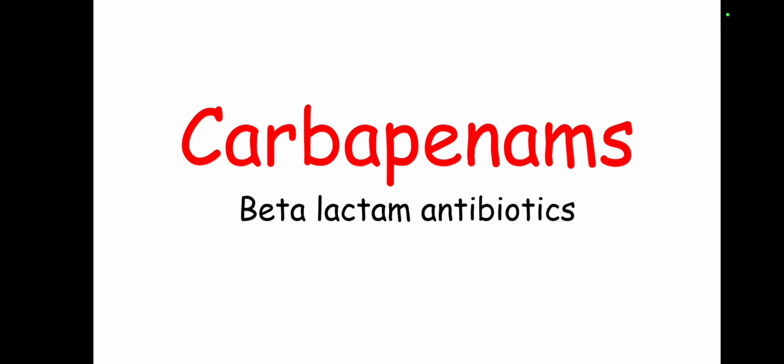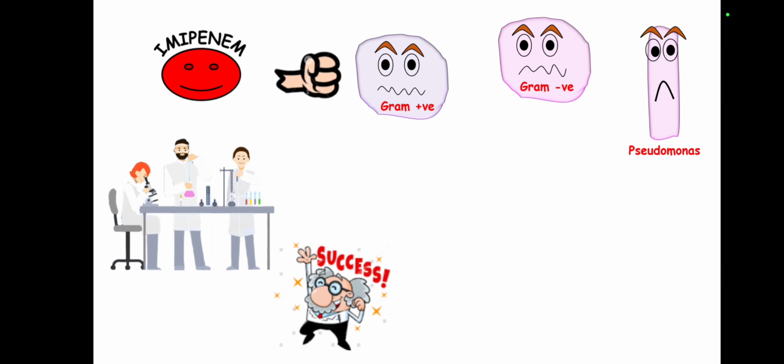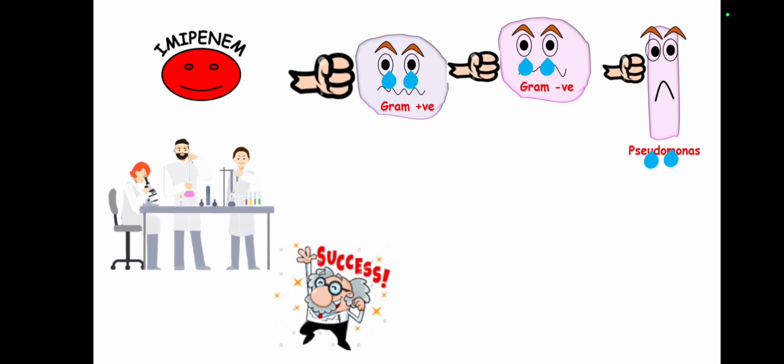Alright, so starting with carbapenems, another kind of beta lactam antibiotics. The main drug in this group is imipenem. When we tested imipenem in the laboratory, it was highly effective. It could kill most of the organisms, including gram positive, gram negative, and even pseudomonas. Even anaerobic bacteria could be killed. So in the laboratory, imipenem was killing almost all the organisms, and we were very much excited.